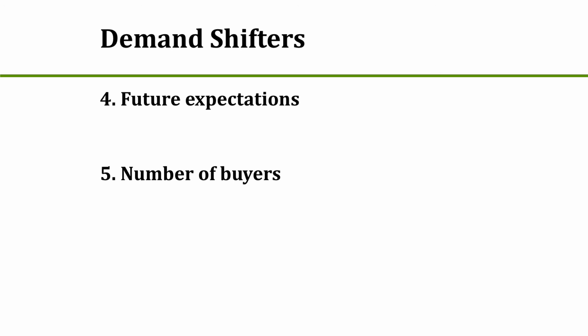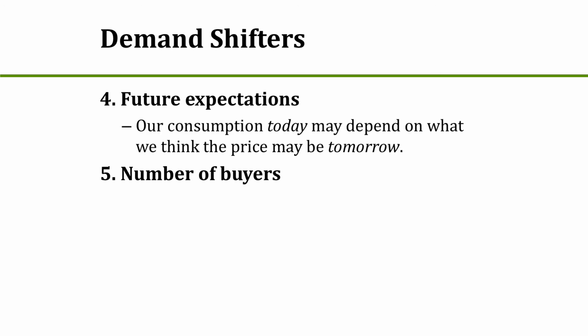The next shifter is future expectations. When I say future expectations, I mean what is going to happen to the price of that good. For example, the current price of the good you want to buy is $100, but in the future, you know that there will be a huge discount. On Black Friday, you know that the price of that good is going to be $50. So when do you want to purchase that good? Today, or on Black Friday? Of course, you want to pay less. That's why today you're going to decrease your demand, but instead you will buy more in the future.